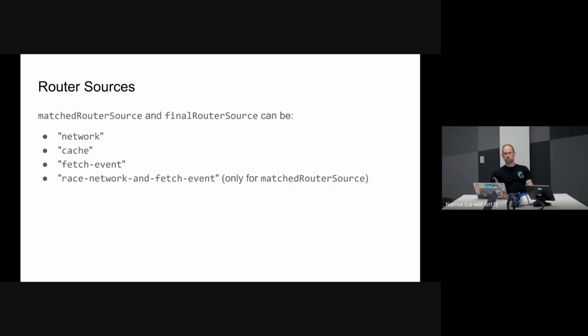Those strings basically tell you what the strategy was that was used, right? So matched router source is when we did the lookup and all the routers you added, did it say network? Did it say cache? Did it say fetch? Or did it say race? And then final router source can basically be any of the first 3. So it allows you to disambiguate that in that race case and figure out which one was actually used.